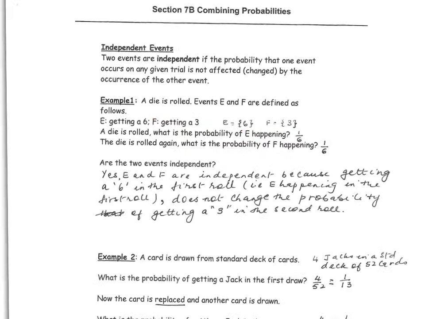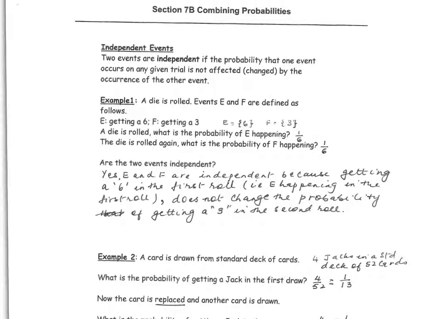In section 7b, we will study rules associated with combining probabilities using the words and or. In this video, we will go over the definitions of independent events and disjoint events. Let's start with the definition of independent events.